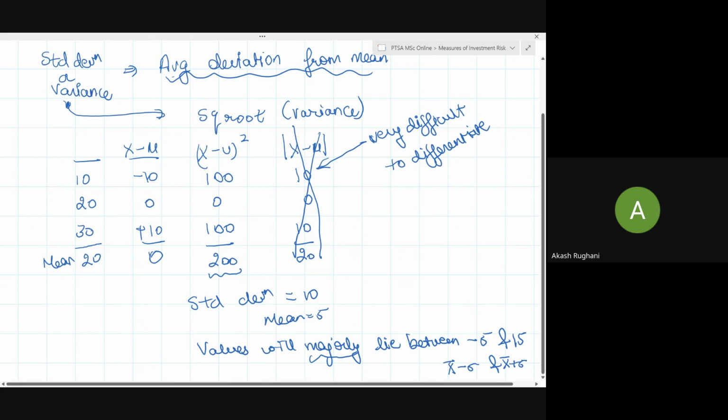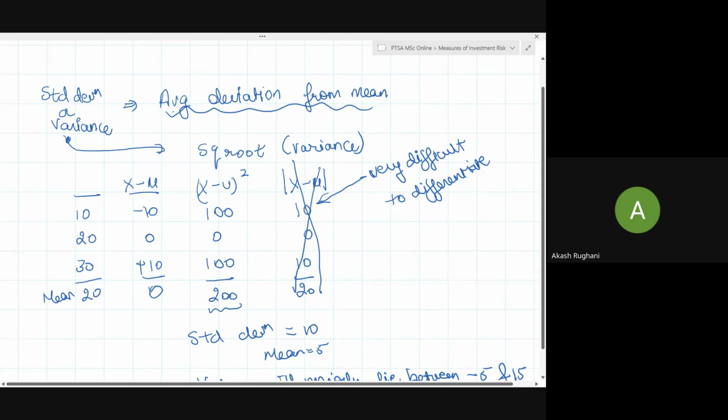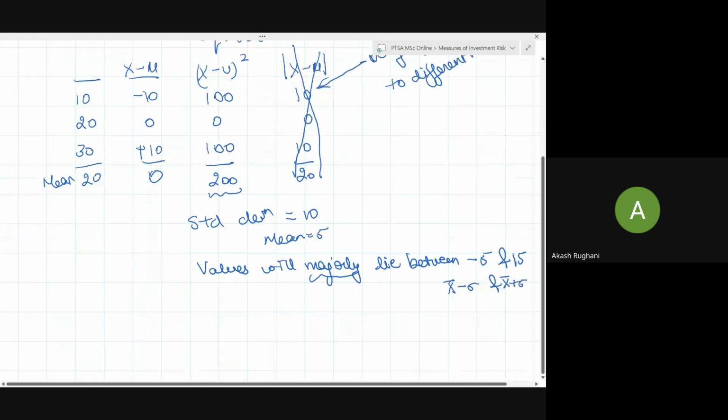Standard deviation also gives us the spread of the data or spread of returns. So can I conclude, can I say that the higher the standard deviation, the more is the risk?